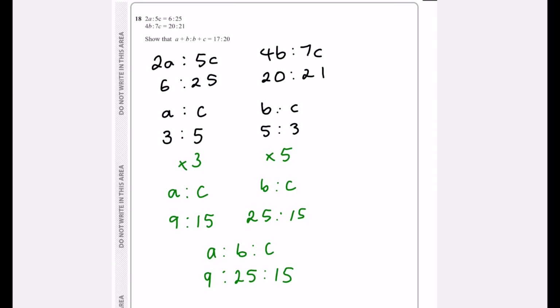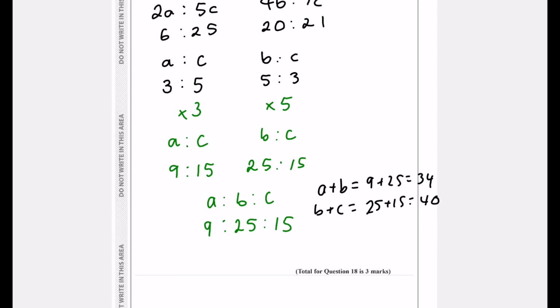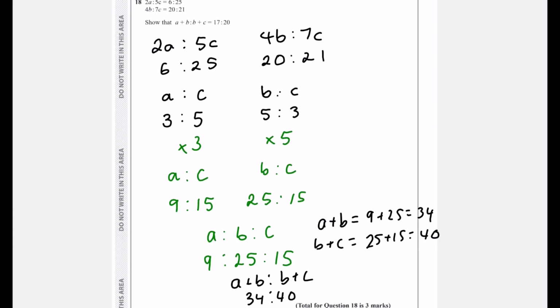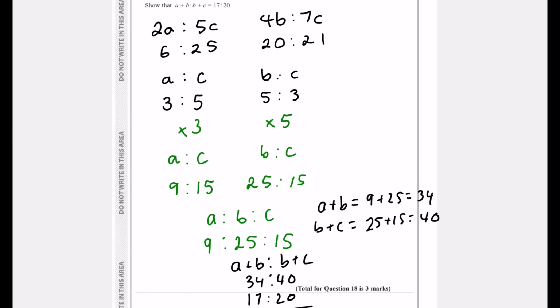And now we can say that a plus b is 9 plus 25, which is 34. And b plus c is 25 plus 15, which is 40. So a plus b to b plus c is 34 to 40, half both of them, 17 to 20. And that is what we wanted. So that is our answer.